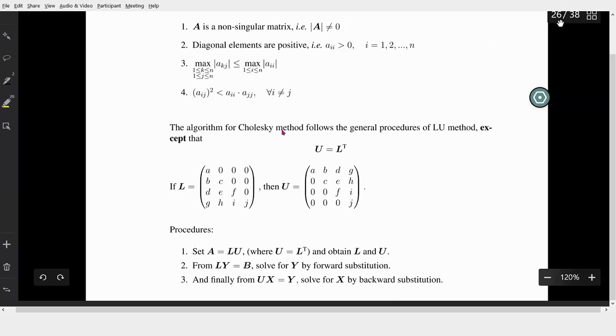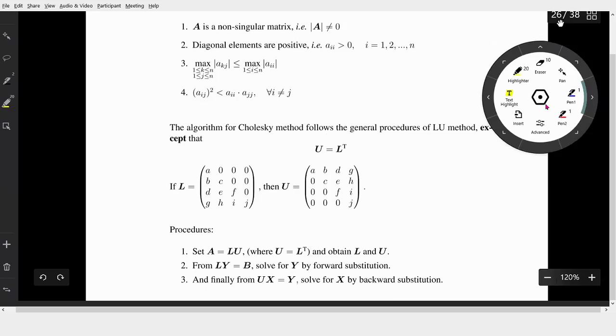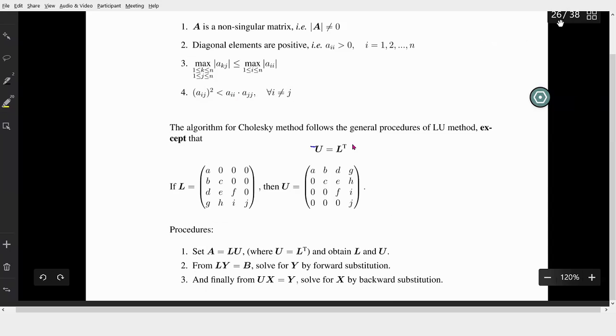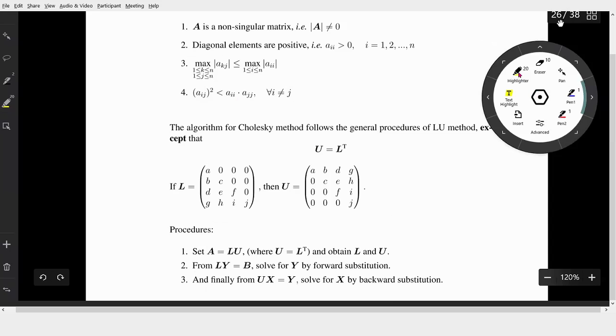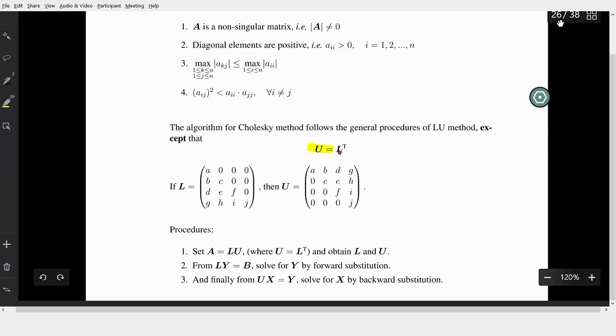Cholesky method follows the general procedure of LU. General procedure means at the first step you have A equals LU. Second step, you have Ly equals B, and third step, you have Ux equals Y. The same process as in Doolittle and Crout. But there is one more specific criterion for Cholesky. That's why I said earlier, Cholesky is more interesting to be asked. Please highlight this second one: U equals L transpose. U, the upper triangular matrix, is equal to the transpose of L.